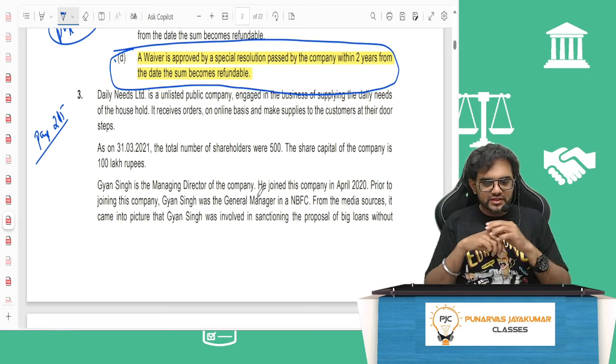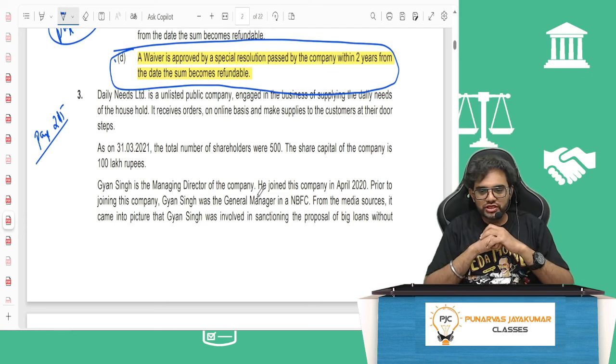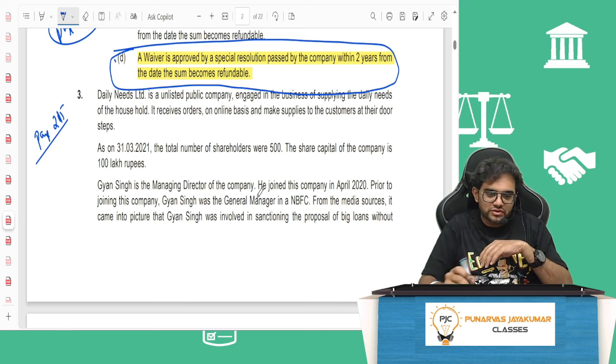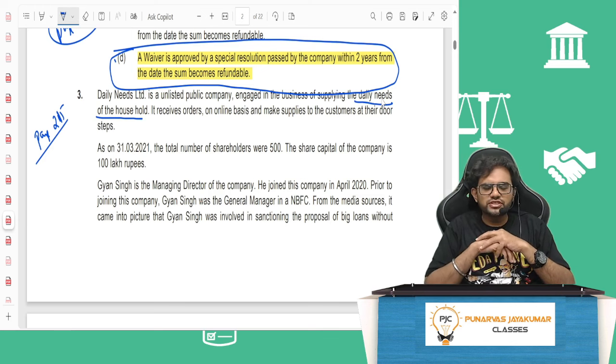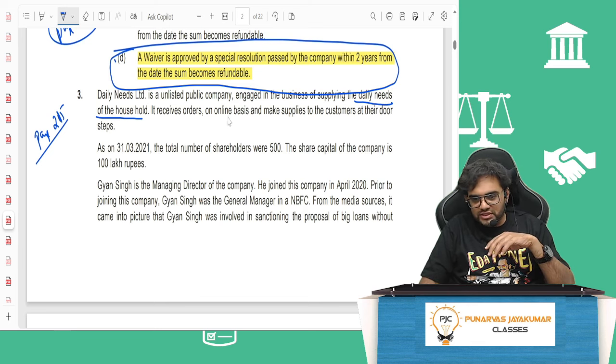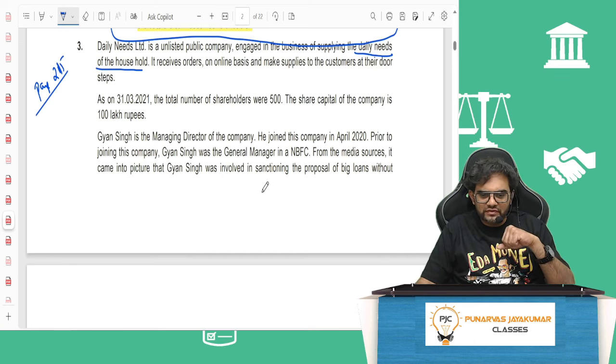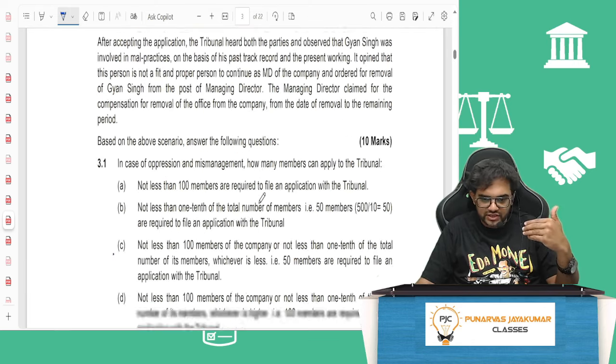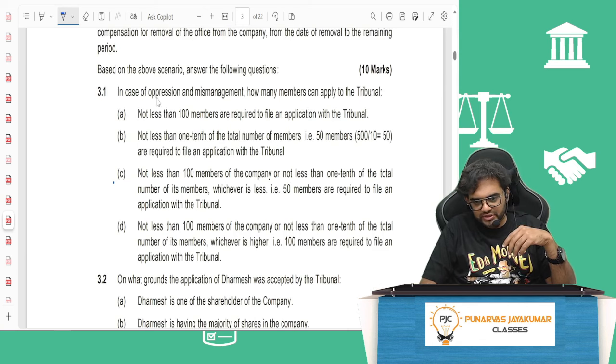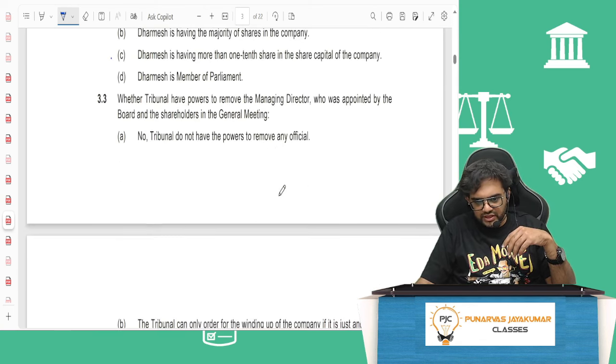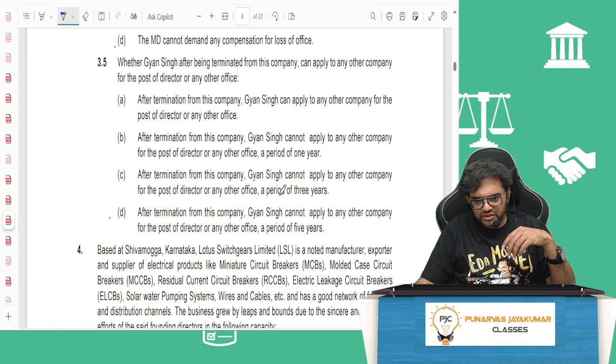Daily Needs Limited is an unlisted public company engaged in the business of supplying the daily needs of the household. It receives orders on an online basis and supplies to the customers at their doorstep. On 31/3/2021, the number of shareholders was 500. Let's understand the context of what they are asking. Basically, it is an operation mismanagement question. There are 5 questions.